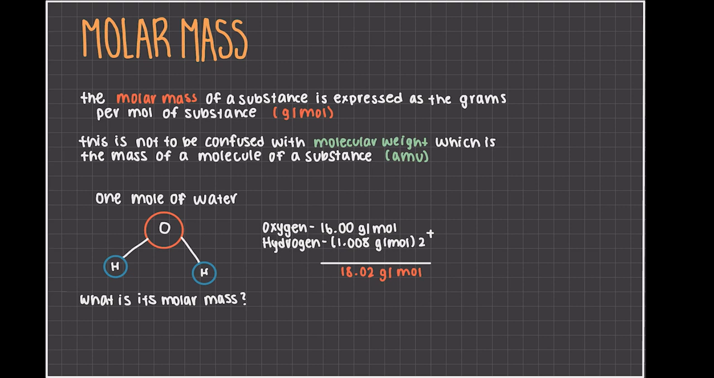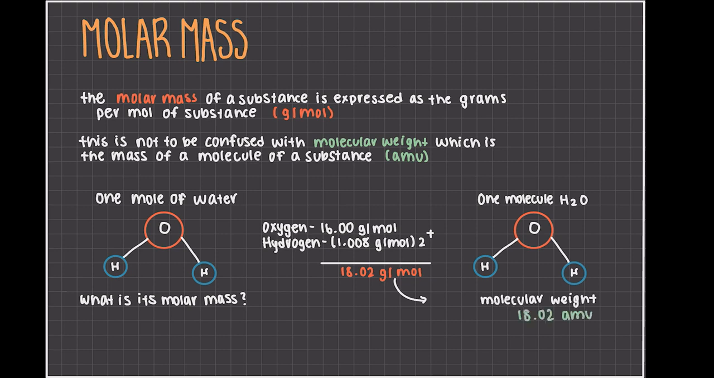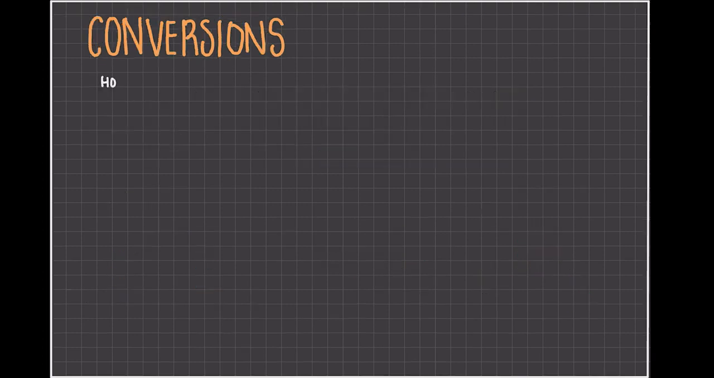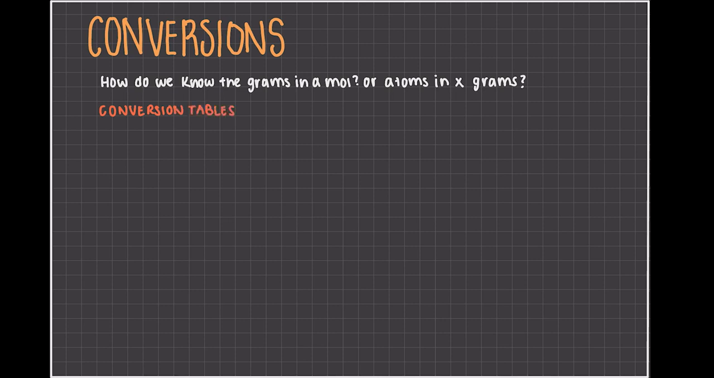Now you might be asking, what about its molecular weight? If we had 1 molecule of H2O, it's going to look the same, but its molecular weight is going to be 18.02 AMU. Now let's try some conversions. How do we know the grams in a mole, or atoms in X amount of grams? This is where conversion tables come in.